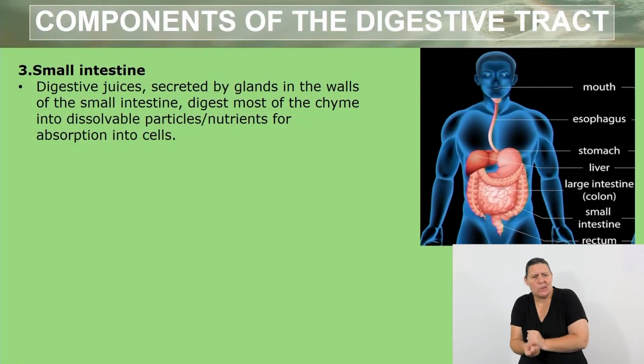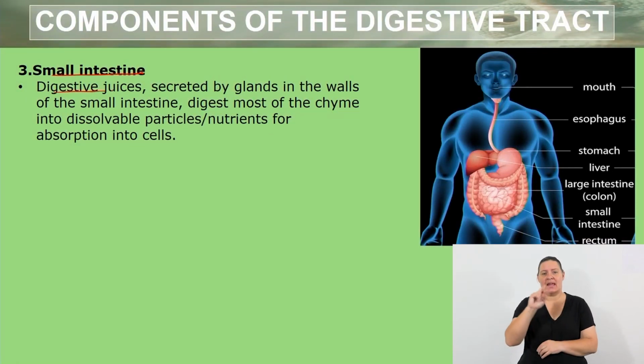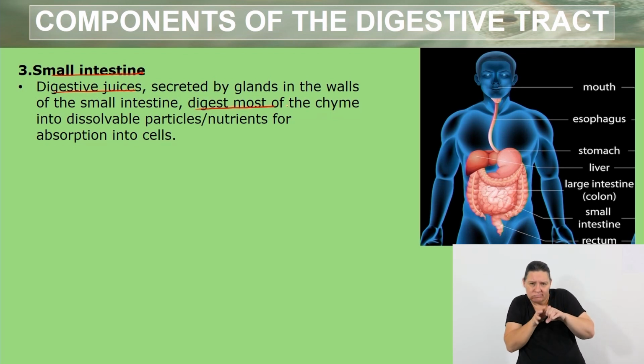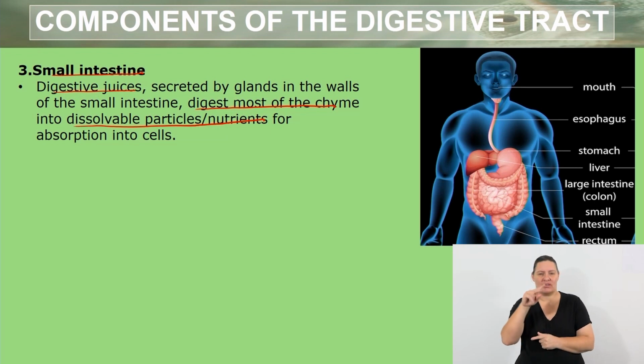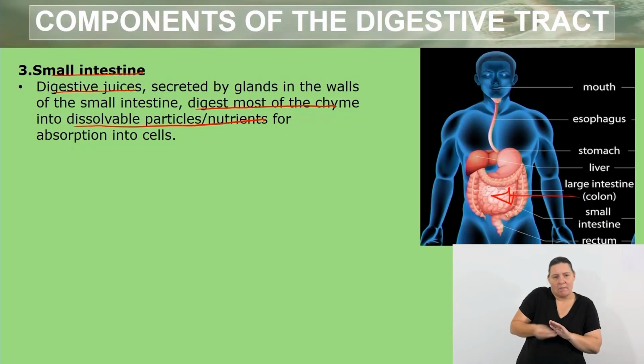Welcome back. So before the break, we were speaking about the thick liquid that is formed in the stomach. So now let us find out what happens to it. It then moves to the small intestines, and digestive juices secreted by the glands in the walls of the small intestines will digest most of the chyme into dissolvable particles or nutrients for absorption into the cells. So that is what happens to the chyme. It is then further digested by digestive juices that are secreted by the walls of the intestines, and then absorption starts taking place in the small intestines over here.